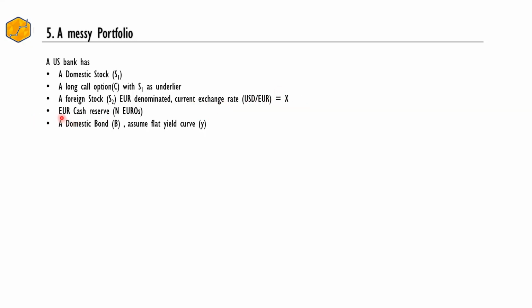We also have some euro cash reserve, just cash, which is in euros. Let's say N is the cash that we have, in euros. And we have a domestic bond B. Assume flat yield curve Y. So we are talking about flat yield curve, parallel change. All right. So we can use the ready-made duration formula. So with all of these going on, how can you calculate parametric value at risk?